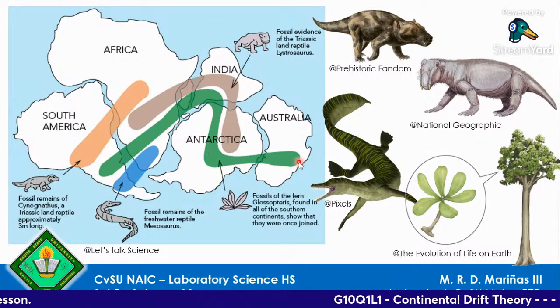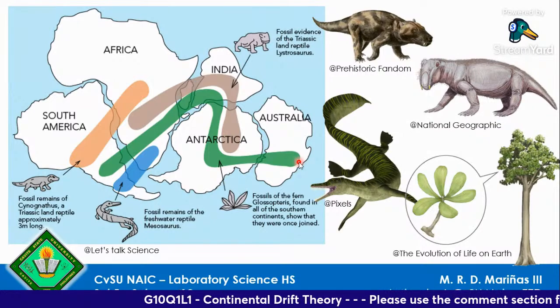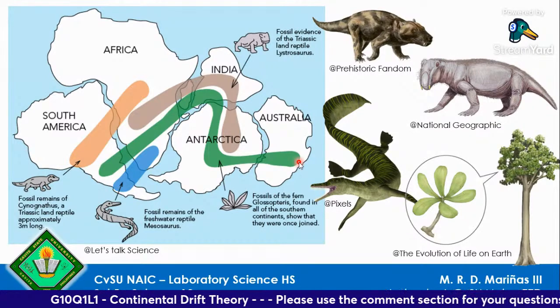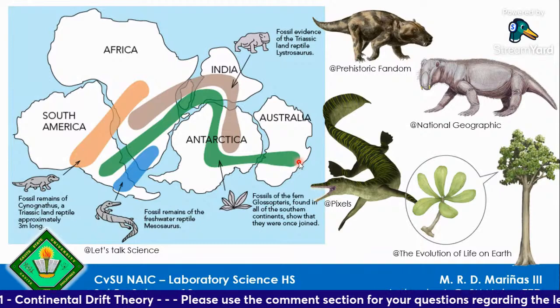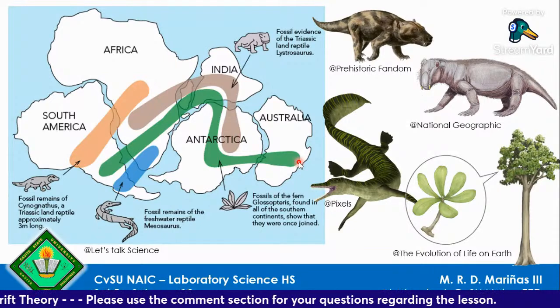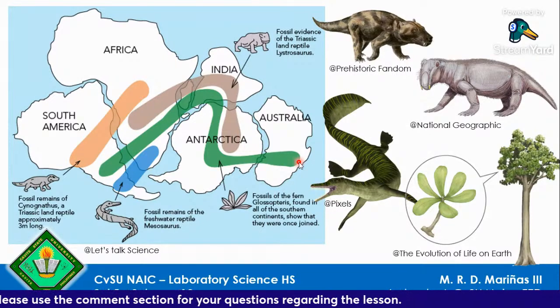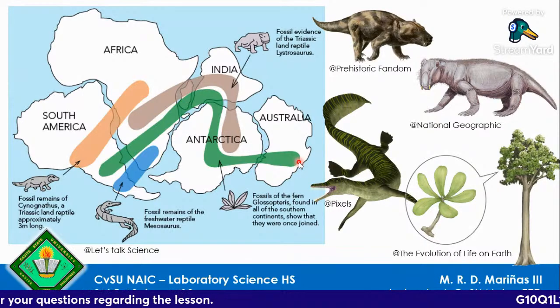So I hope this one could help you in making your map showing the presence of different fossils sa iba't ibang continents natin. Okay? So again, the four organisms that were used as an evidence, we have Cynognathus, we have Mesosaurus, Lystrosaurus, and Glossopteris. Okay?